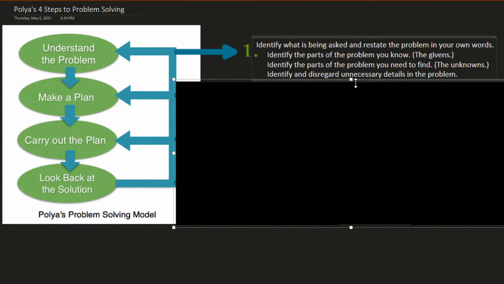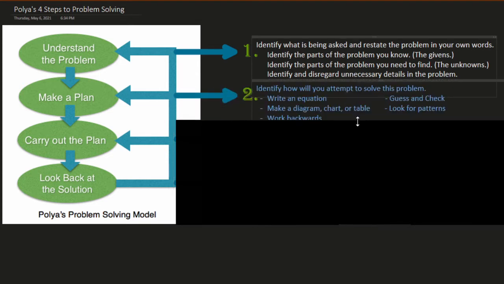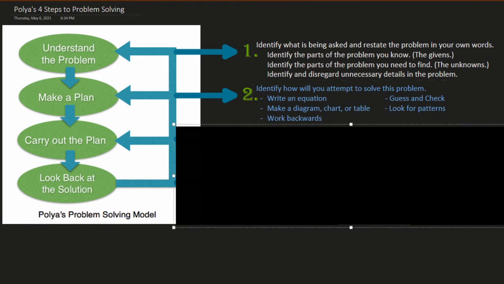Moving on to making a plan. When we do make a plan, there's several ways to go about that. So we can identify how we're going to attempt to solve this problem by using things like making an equation, making diagrams, charts, or tables. We can work backwards, we can guess and check, we can look for patterns. There's other ways to do it as well. These are just a few. But it's a good idea to know what they're asking, and then from there, make a plan on how you are going to attempt to solve this problem.